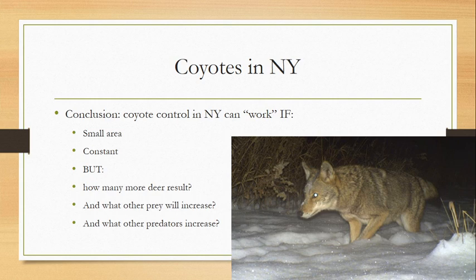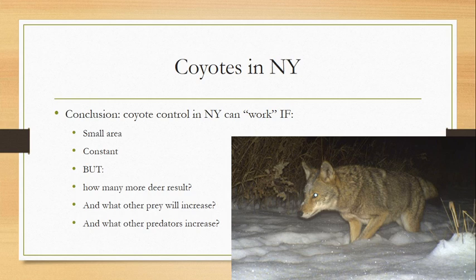But even if you did do it, how many more deer would result? According to the study done by ESF, not many deer are actually killed by coyotes. And in addition, if I get rid of coyotes, what other prey are going to increase? Well, probably rabbits. That's cool. I like rabbits. Probably squirrels. Awesome. I like squirrels. Probably mice. Oh, I don't particularly like mice. Probably rats. Yeah, I'm not particularly happy about rats either.